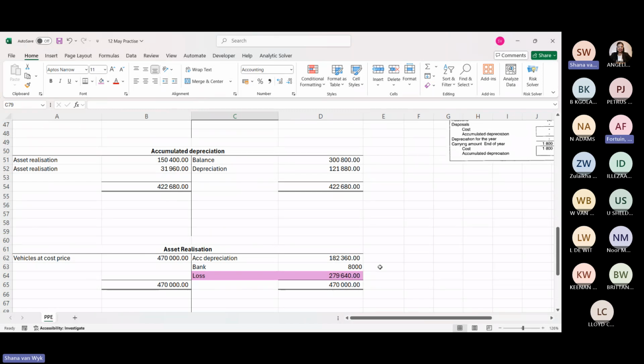Yes, you're missing that realization amount, 182,360. I missed the realization amount. You see here they tricked you with the same number, like half. So that's what made you a bit mixed up. Like 470 and 470, so you got confused with what 470 you're working with.